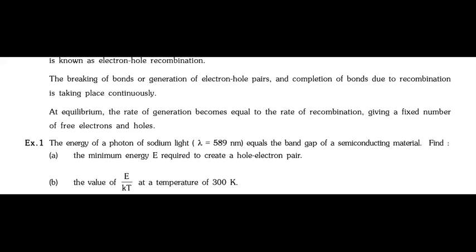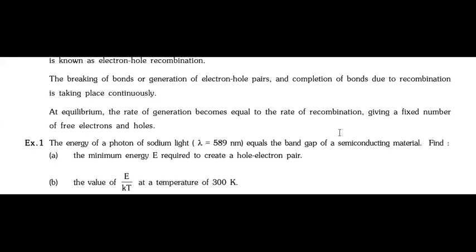Very good, Prashant. Correct. So A is correct. It is just formula putting and getting. So A is easy, which is hc by lambda. Lambda is given in nanometer. Now what about B?